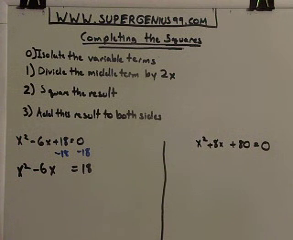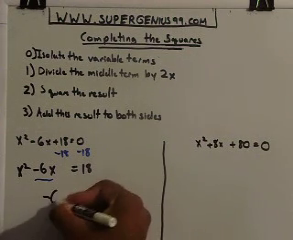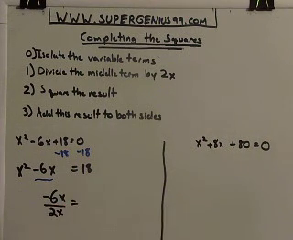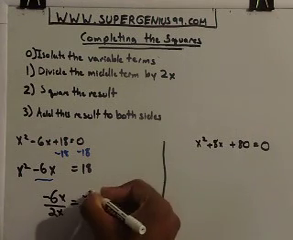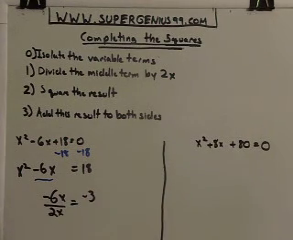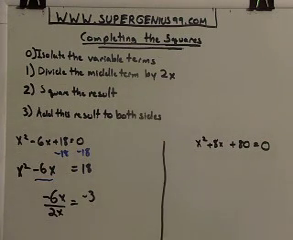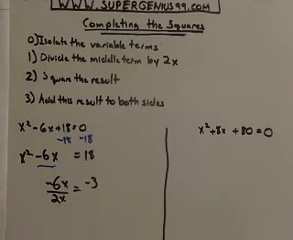We isolated the variable term, and now we're going to divide what? We're going to divide the middle term by 2x. So here's the middle term, and we're going to divide that by 2x. So I'm going to take negative 6x divided by 2x, and that'll give me what? A negative 3. Okay. So I'm going to take that result and I'm going to square it.